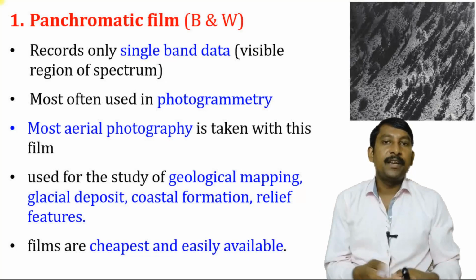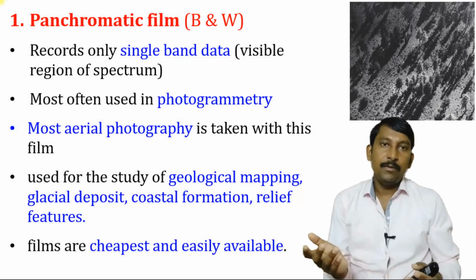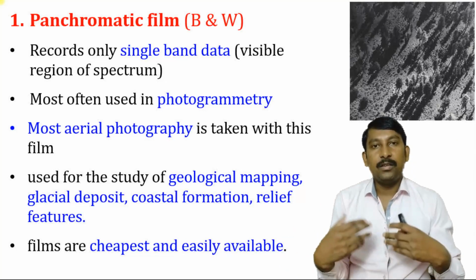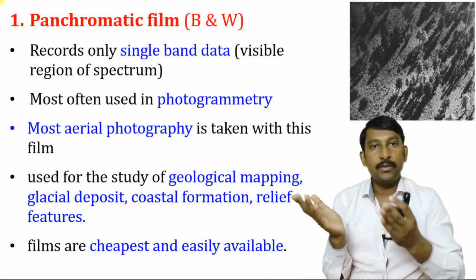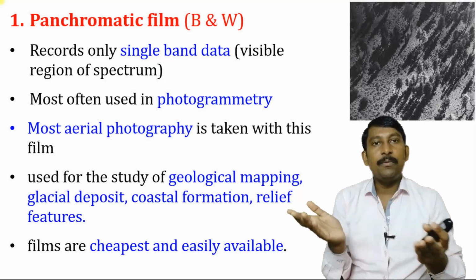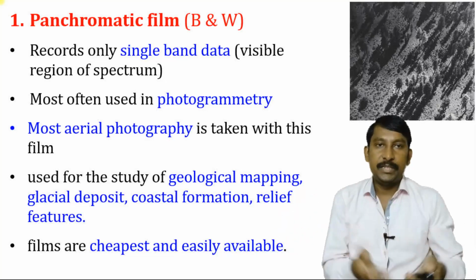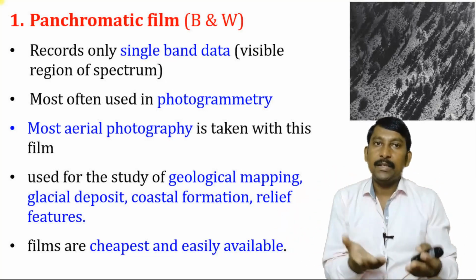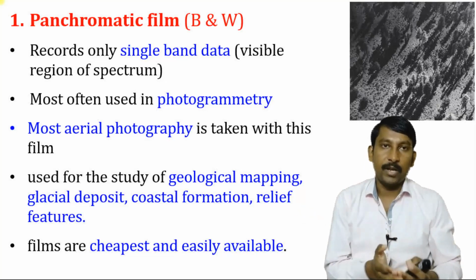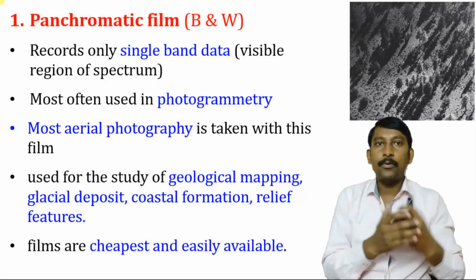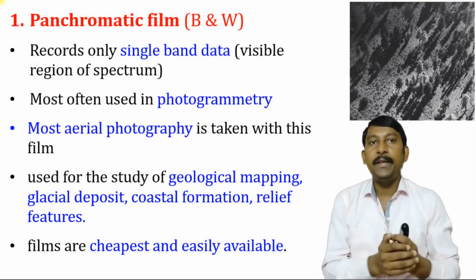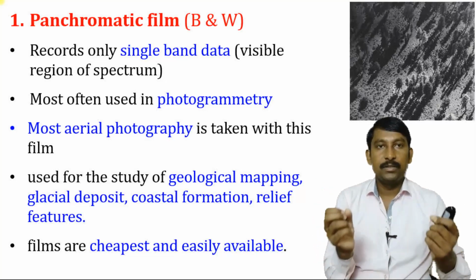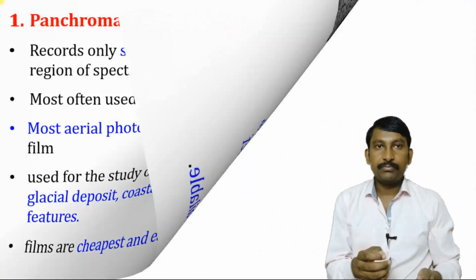Films are cheapest and easily available. Panchromatic films, as compared to the cost of other films, are easily available and available at a cheap cost. For this reason, these are the more popular photographs. But when you think about the study or interpretation of aerial photographs, it's very difficult to interpret panchromatic films.